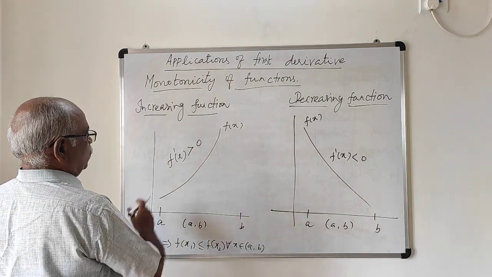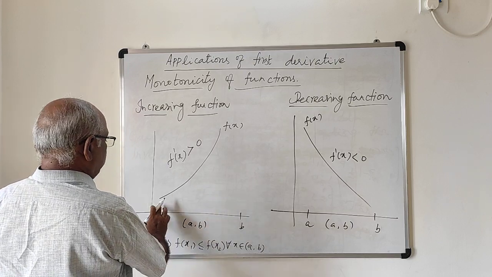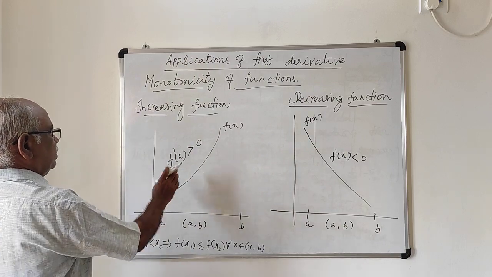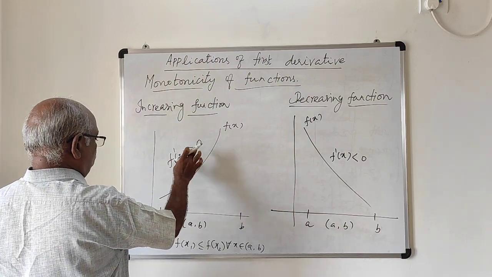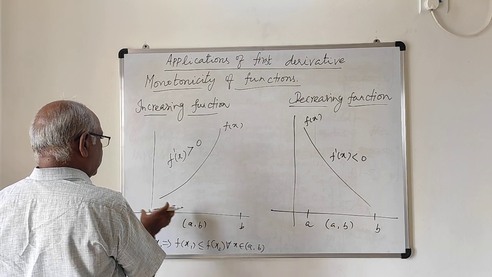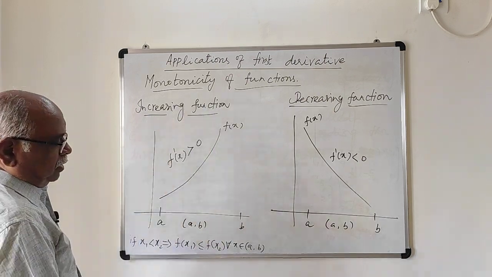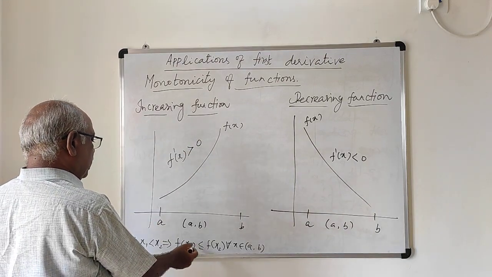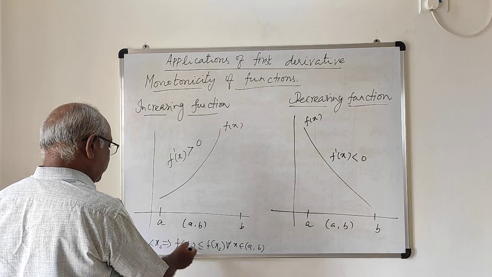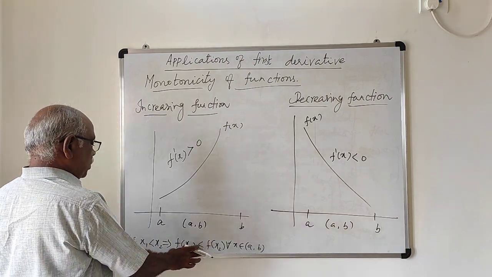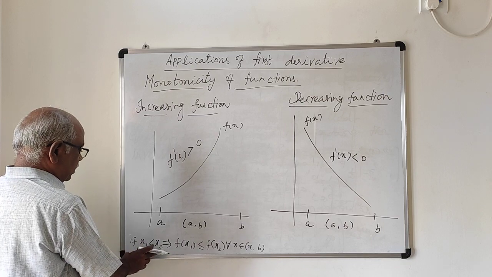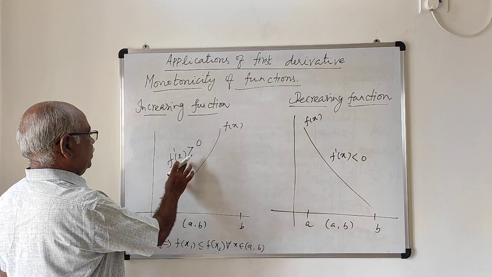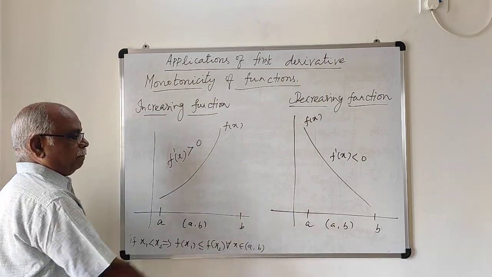In the case of first derivative, in this interval a comma b, the derivative of the function, f dash of x, is greater than 0 for all x in the open interval a comma b. In this case, the function is said to be increasing. That is using the derivative, and the other is using the definition without differentiating the function. In the interval, you can find 2 different points with x1 less than x2. If f of x1 is less than or equal to f of x2, the function is said to be increasing. Or the first derivative is always positive for all x in the interval a comma b.